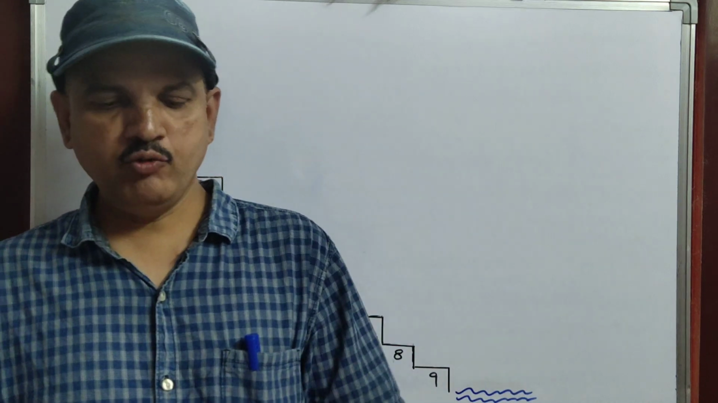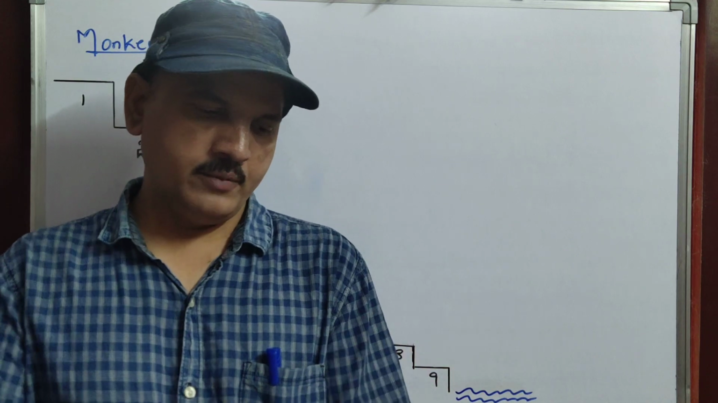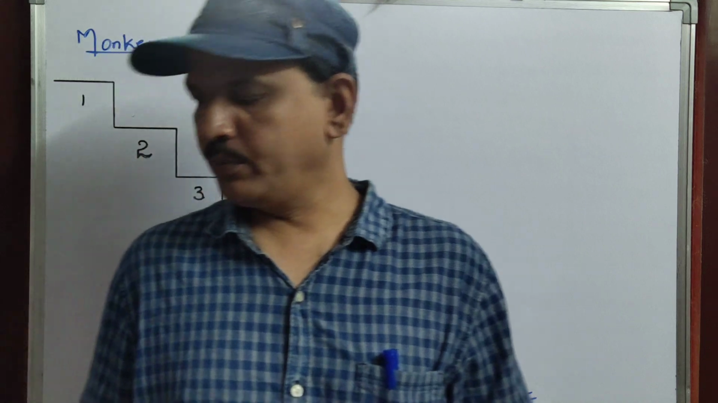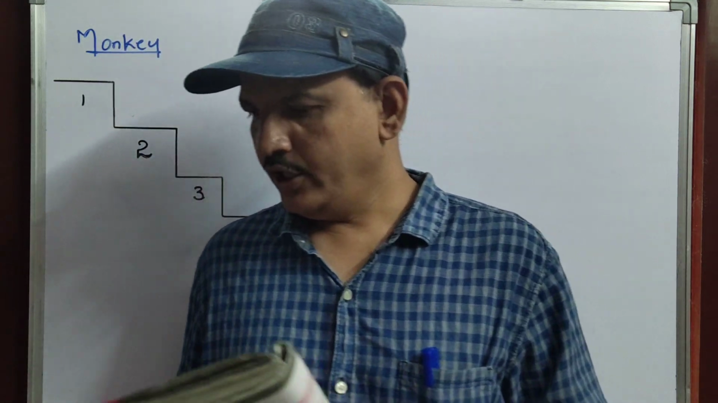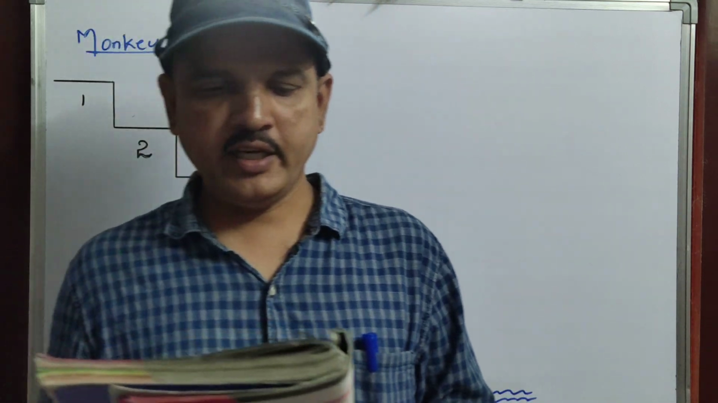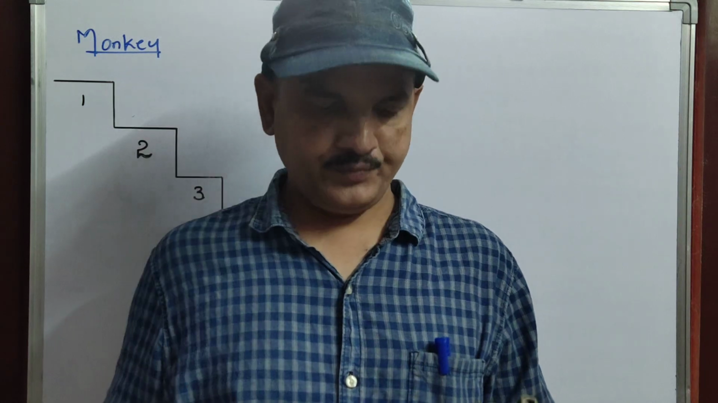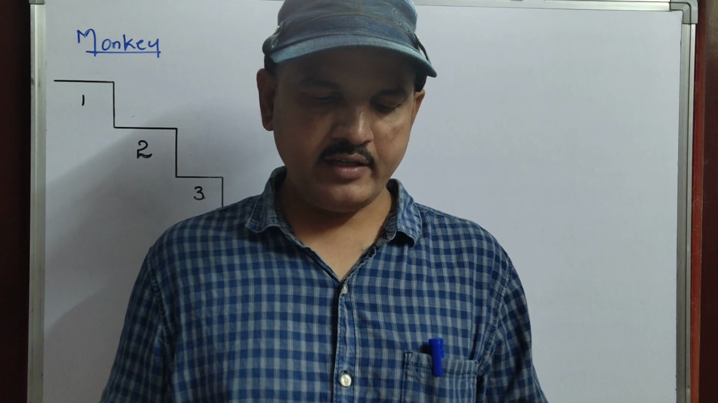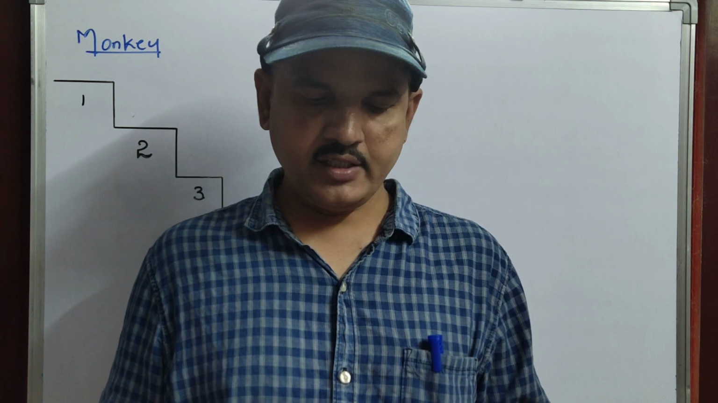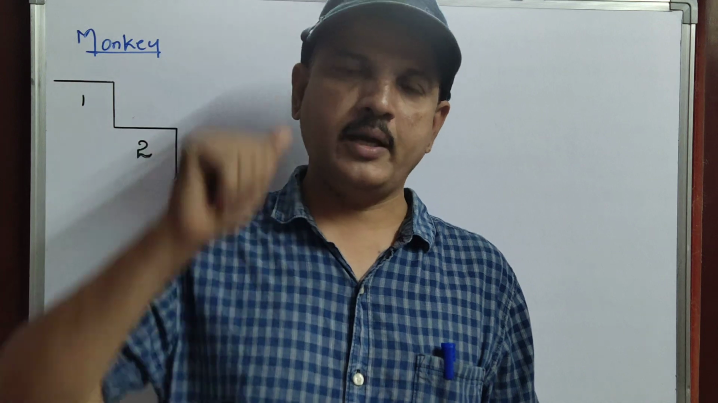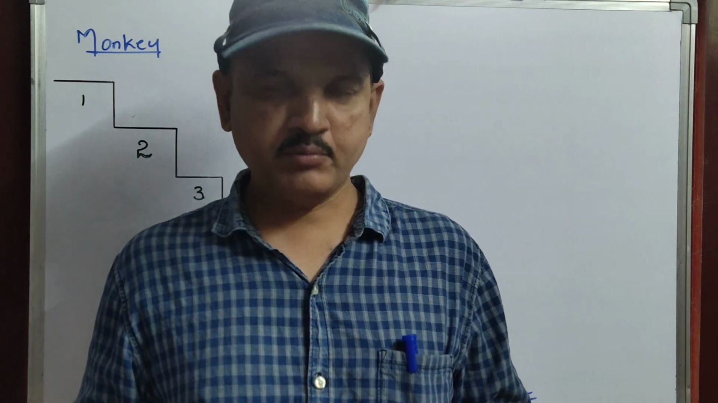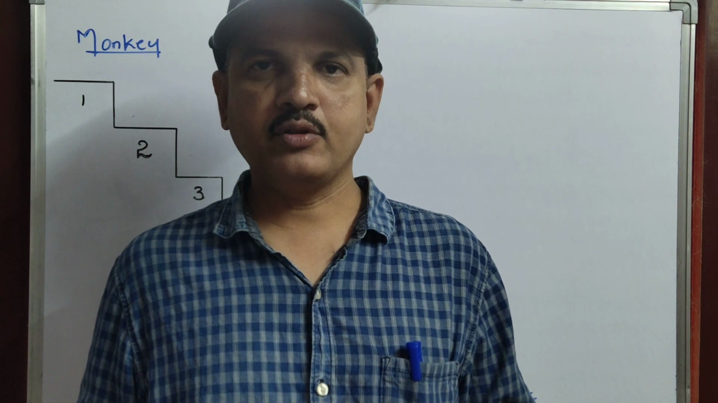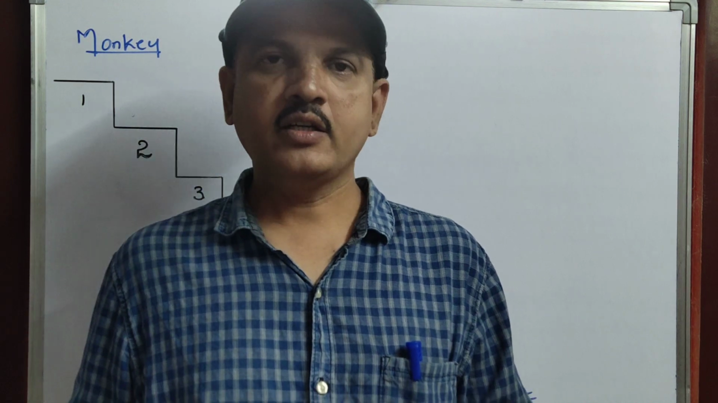Now in 1.1, all of you open your textbook page number 5, children. If you open there, you can see the 10th question. A water tank has steps inside it. A monkey is sitting on the topmost step, which means the first step. The water level is at the 9th step. Where is the water level? The 9th step.